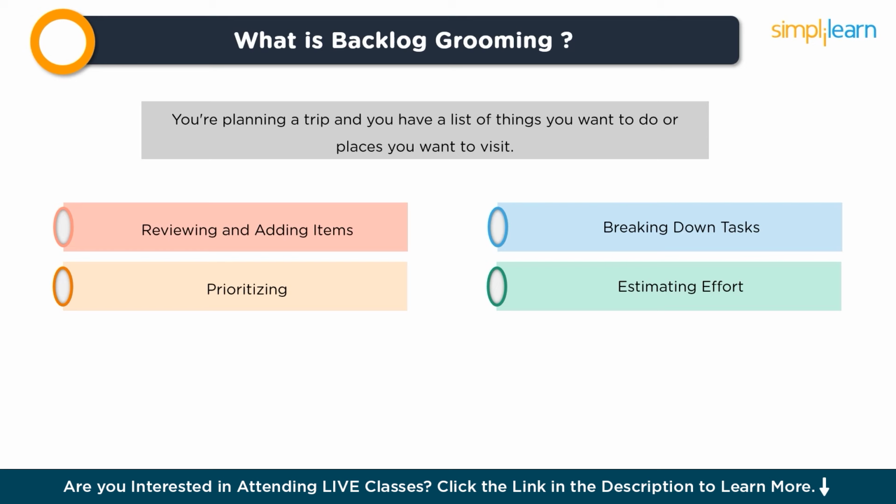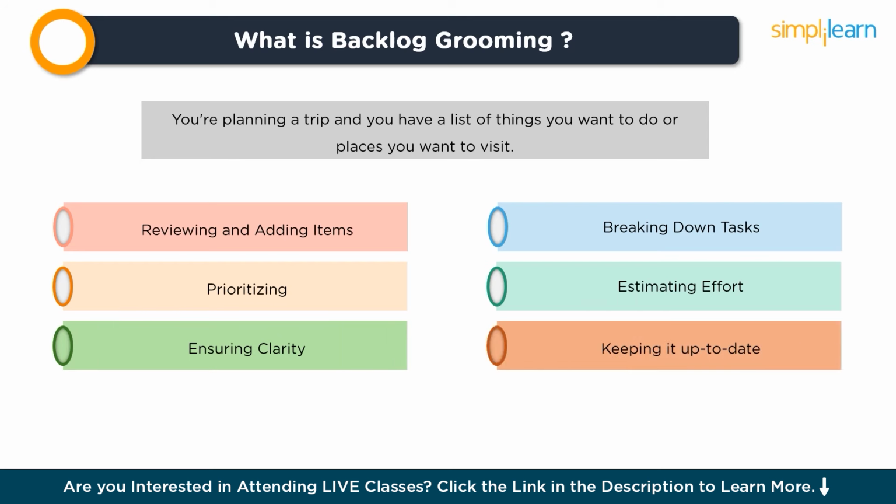This helps with planning and resource allocation, ensuring clarity. Everyone involved in the project should have a clear understanding of what each task entails. Backlog grooming provides an opportunity to clarify any doubts or questions about the items on the list. Keeping it up to date. Backlog grooming isn't a one-time thing. It's an ongoing process. You should regularly review and update the backlog as the project progresses and new information becomes available.